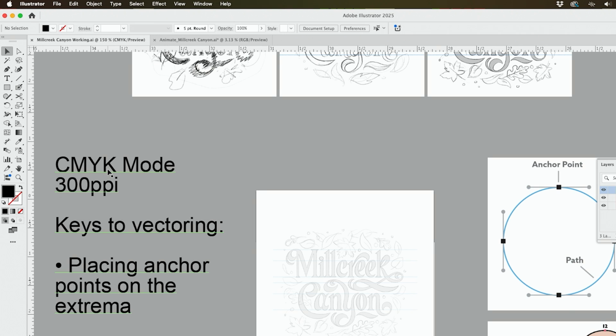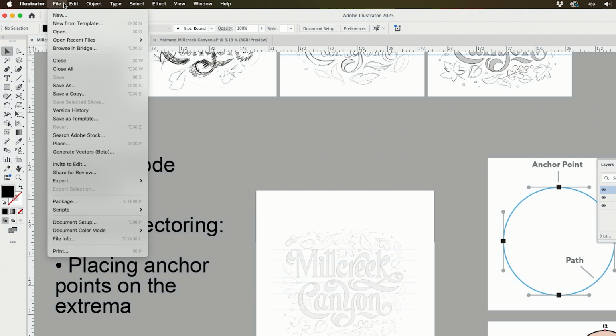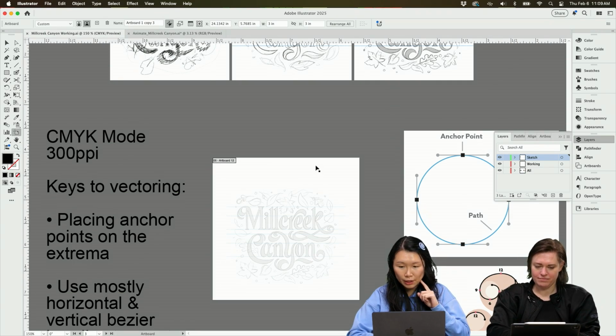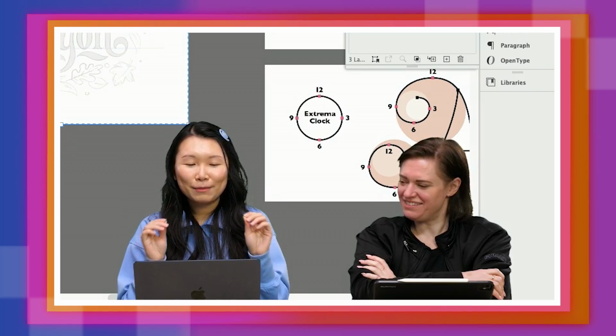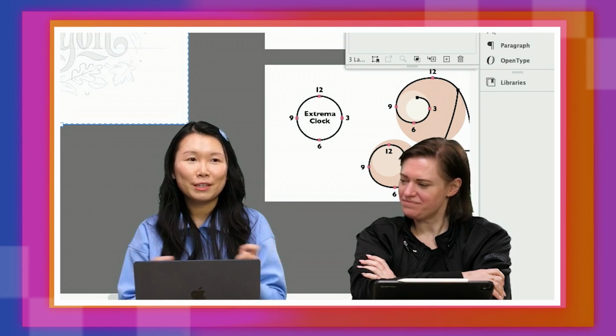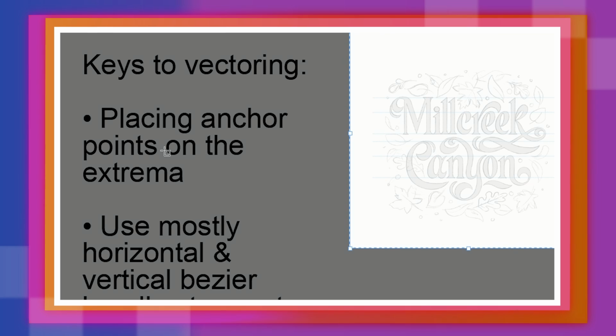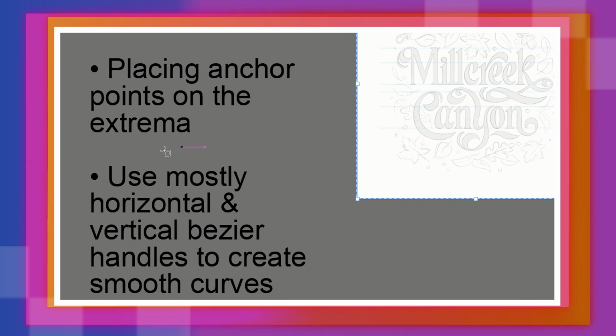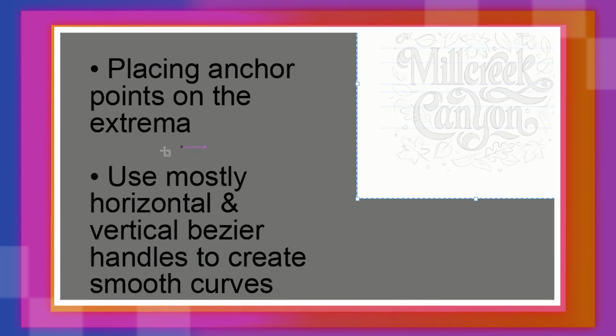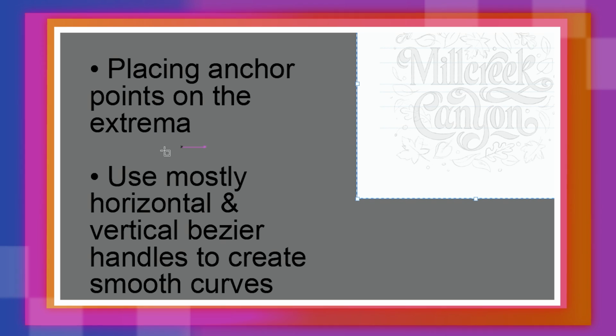When we're designing for print, you wanna make sure your file is set to CMYK color mode and 300 PPI. So I have my artboard here set to 3 inches by 3 inches. To create really beautiful, sharp, crisp lettering, you need to place your anchor points on the extrema, and you need to use mostly horizontal or vertical Bezier handles to create really smooth curves that are easy to modify.